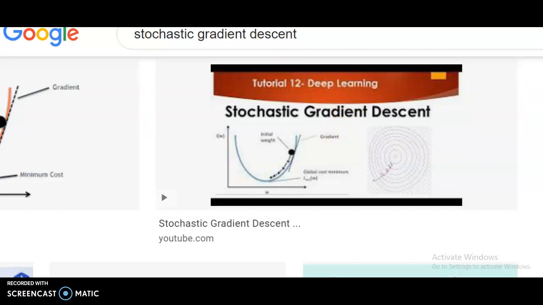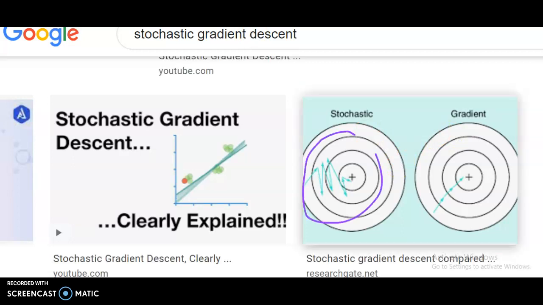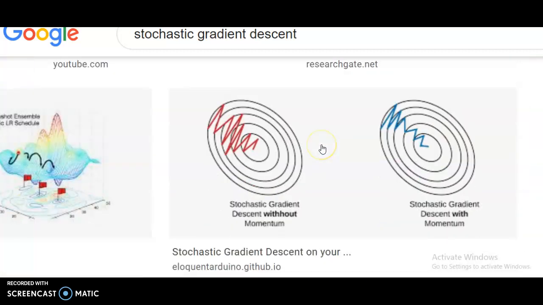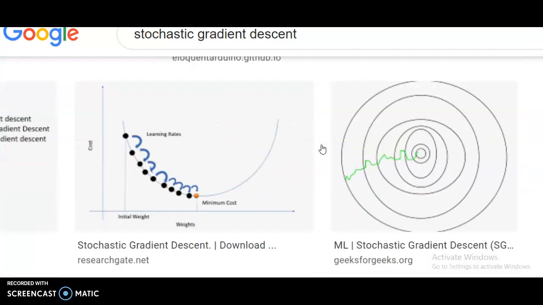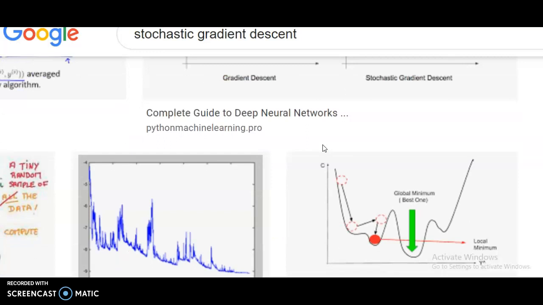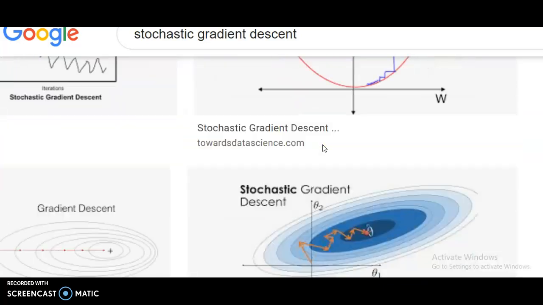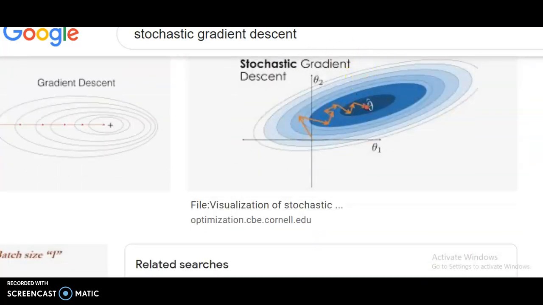Here, same as that one. Here, stochastic showing, gradient showing. Same, enough. This much is enough.